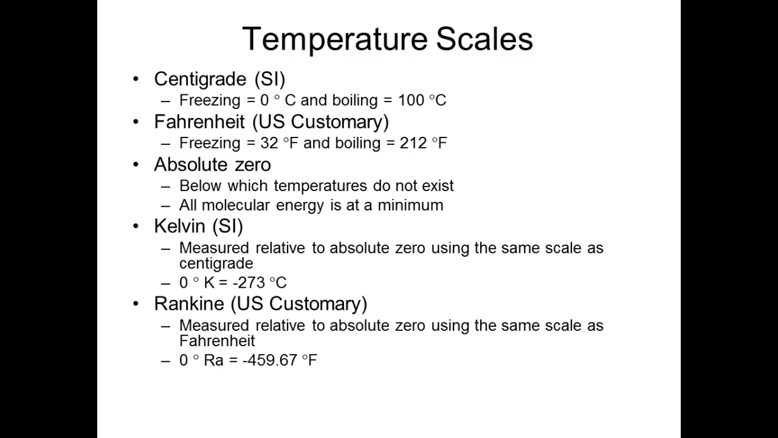So centigrade, this is centigrade, which makes sense. Centigrade makes sense because on the centigrade scale or the Celsius scale, I believe it used to be called centigrade. I need to change that. I believe the preferred scale now, we call it Celsius. So I need to change that. 0 degrees is freezing and 100 degrees is boiling. So you got 100 marks between 0 and 100.